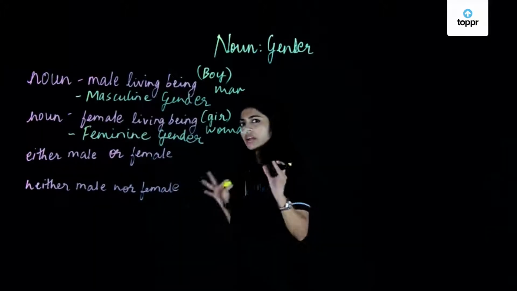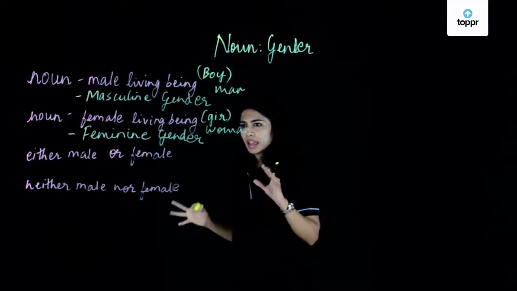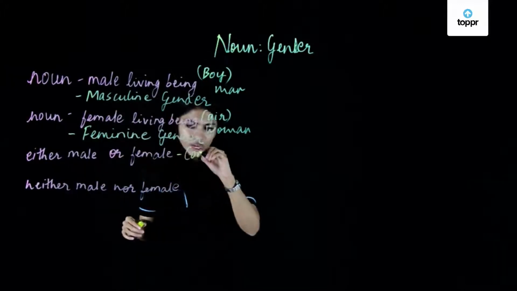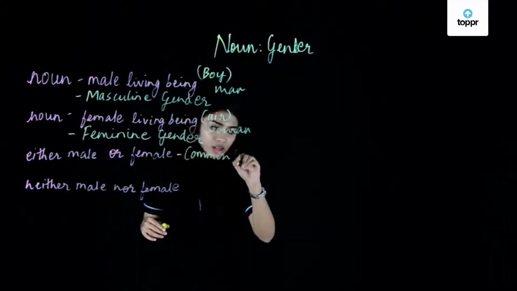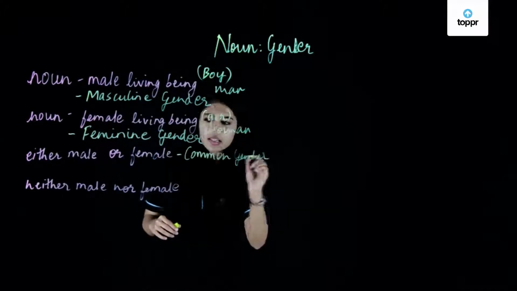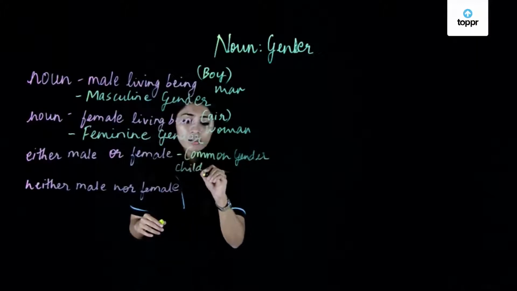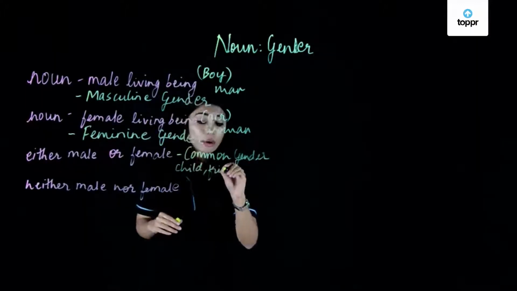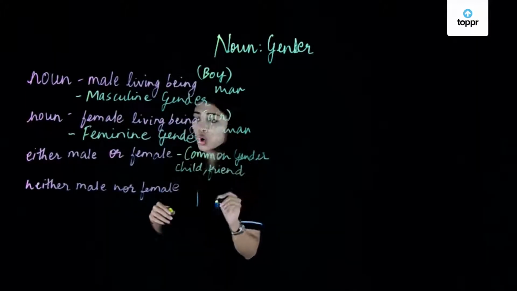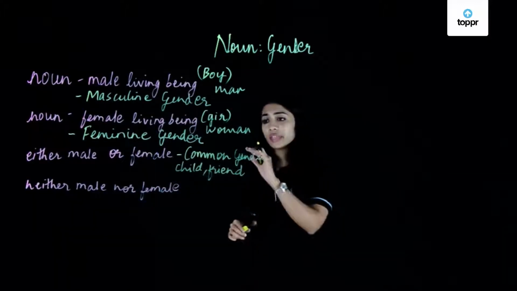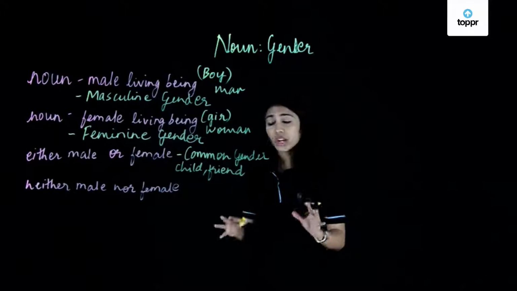Then there are nouns that can either be male or female, and they are known as common gender. We have examples like child. It can either be a boy child or a girl child. Friend, it can be a girlfriend or a boyfriend. So we do not know its gender. It can either be male or female, and that is known as common gender.